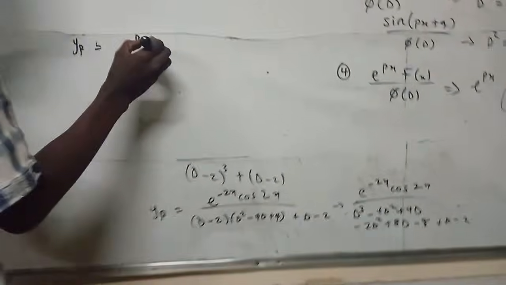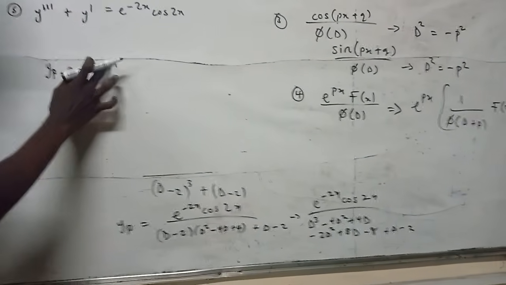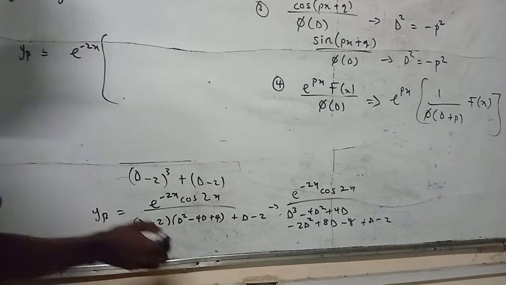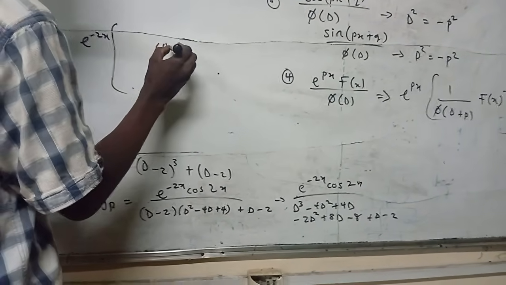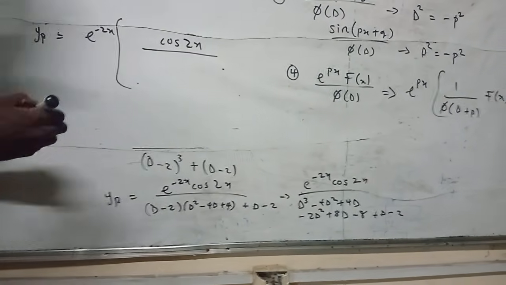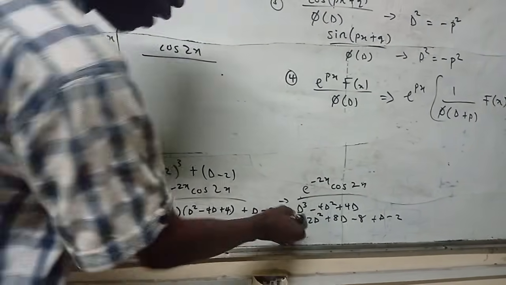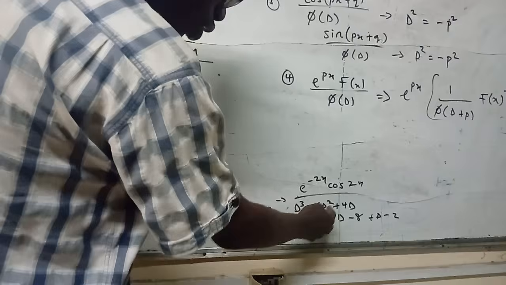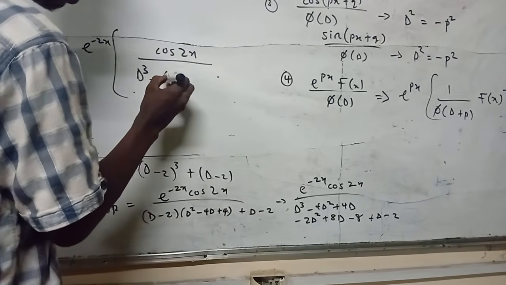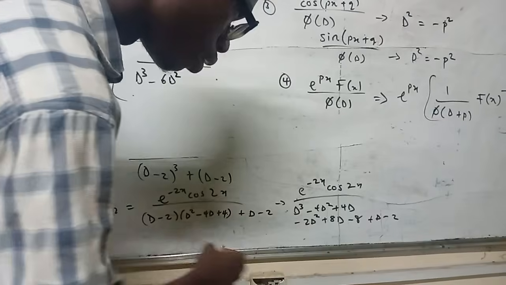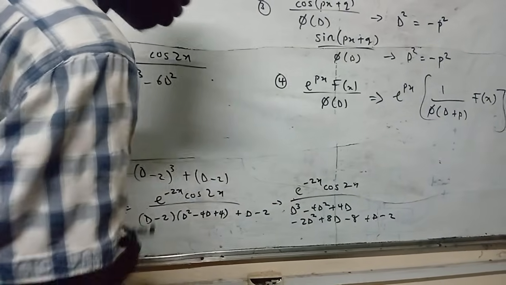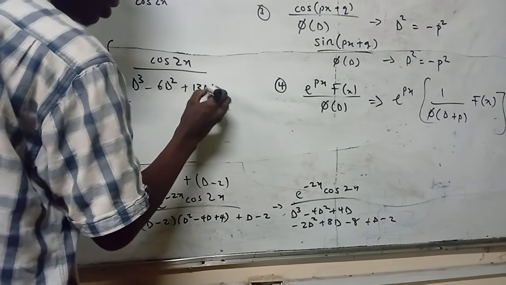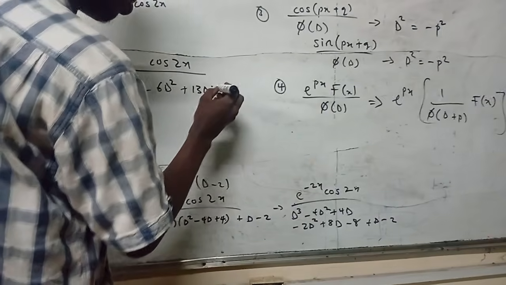e raised to power px, which is now something that is going to be obsolete. It's now going to look like a constant. E minus 2x, then cos 2x over, we have d cube standing alone, d cube minus 4d squared minus 2d squared gives us minus 6d squared, and plus 4d plus 8d gives us plus 13d, minus 8 minus 2, that gives us minus 10.